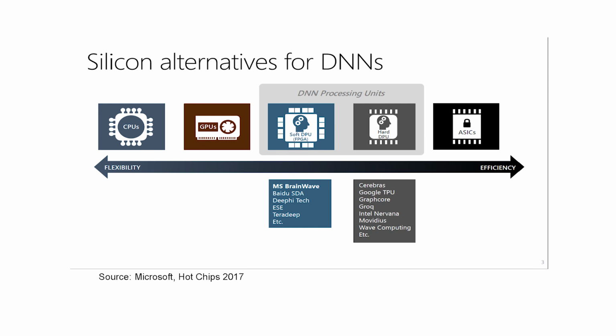In the middle, there are a bunch of other solutions. There are GPUs, which are not quite as flexible and efficient, but they do a very good job, especially on the training side of machine learning. And then there's a new era right in the middle, which I call DPUs, or DNN processing units. And there are two flavors.